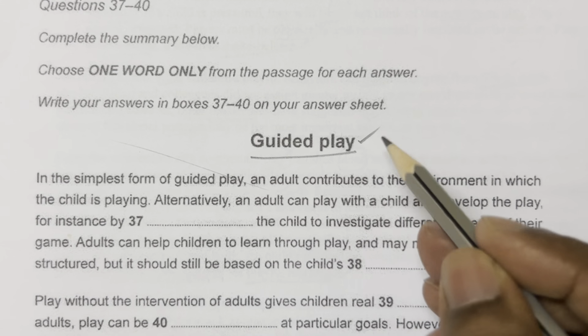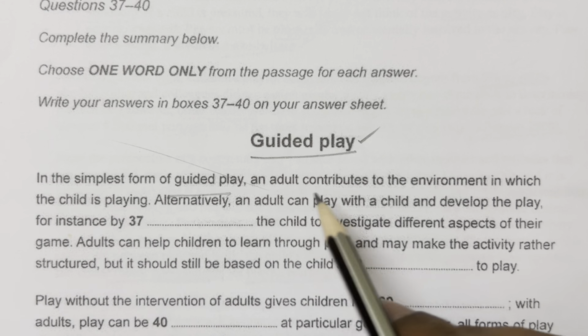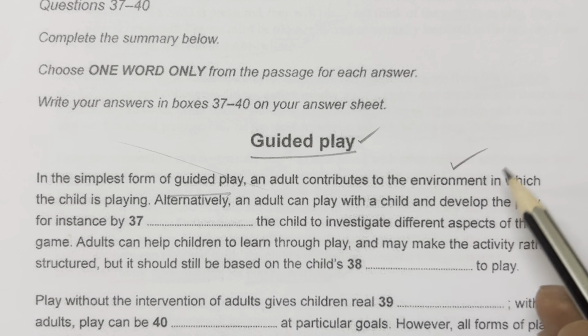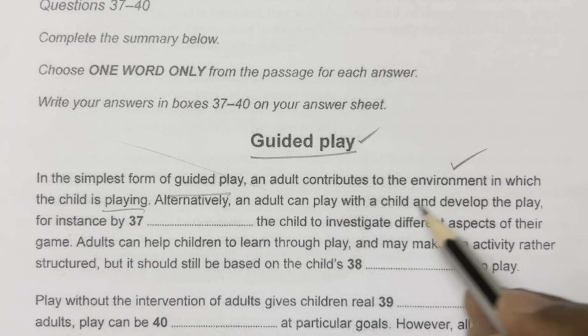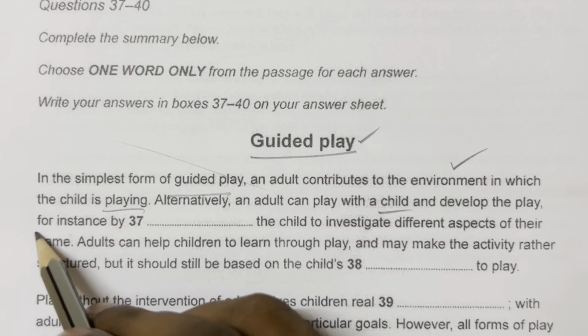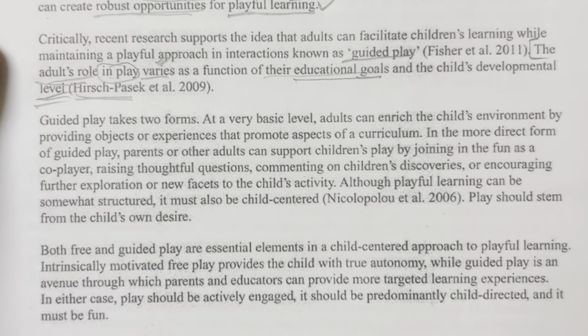Guided play. Okay. In the simplest form of guided play, an adult contributes to the environment in which the child is playing. Alternatively, an adult can play with a child and develop the play, for instance, by dash the child to investigate different aspects of their game. Okay, let's read the last but one paragraph.